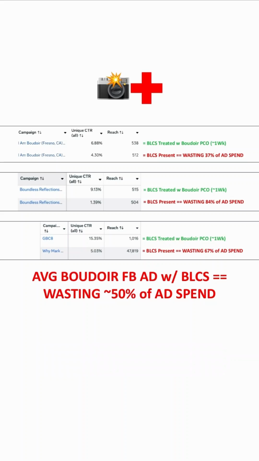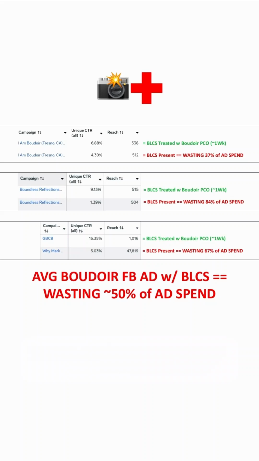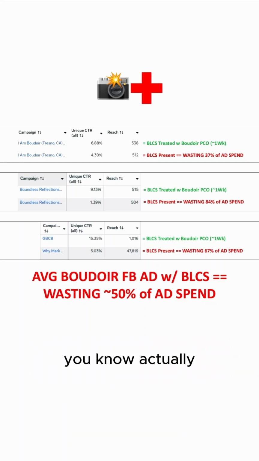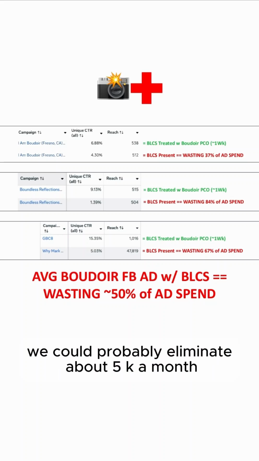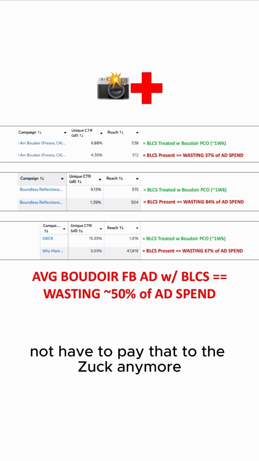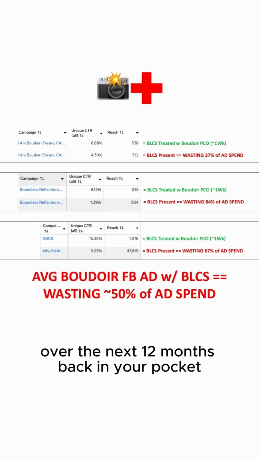And you're already taking steps to optimize your current business, pull more profit out of it from other areas of the business. You've decided now you're ready to pull profit out of the Facebook ads portion of your business, kind of optimize that, and pull some profit out. And you've seen on average, yeah, we could probably eliminate about 5K a month in wasted spend. So you could pocket that and not have to pay that to the Zuck anymore. Approximately 60K over the next 12 months back in your pocket, no longer being wasted.